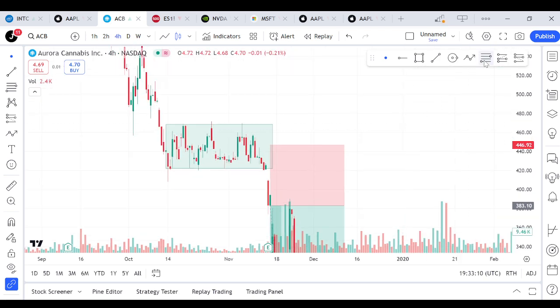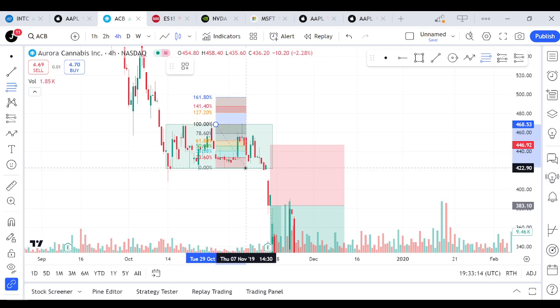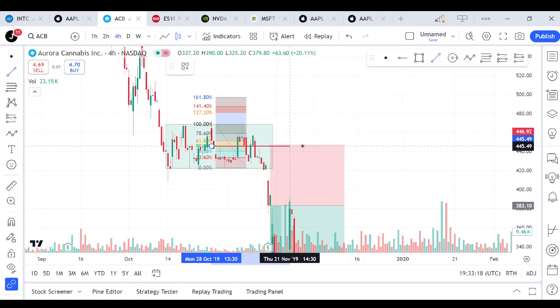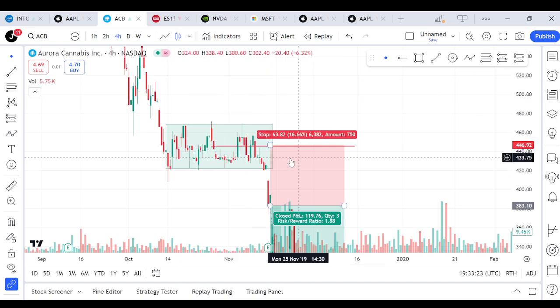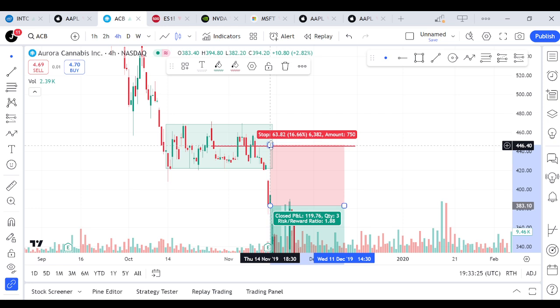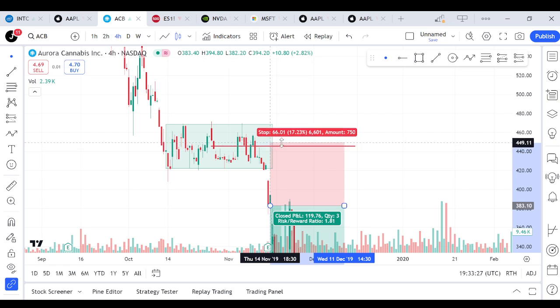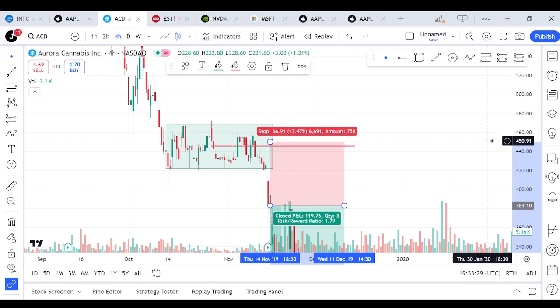If you want to know the exact 50% of this rectangle, just use your Fibonacci, draw your line from the 50% of your Fibonacci, and you can have it right there. So that is the midpoint of this rectangle. So stop losses should be just above the midpoint.